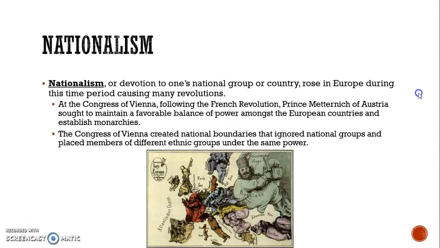However, the Congress of Vienna really started to create these national boundaries based on the balance of power and what the monarchs wanted, rather than what the cultural and ethnic groups were and where those members were located, and they started to place these differing members under the same power.